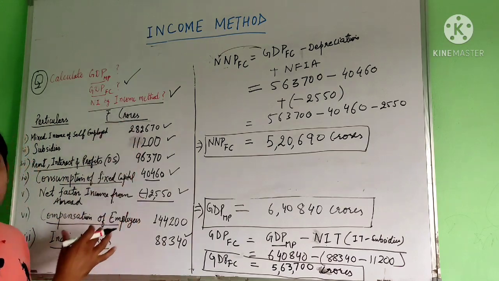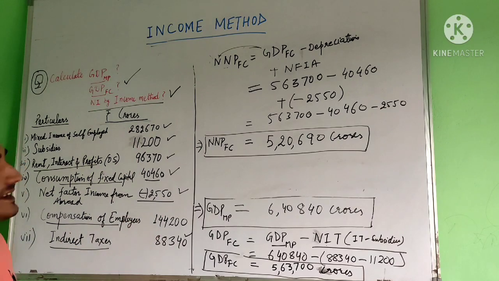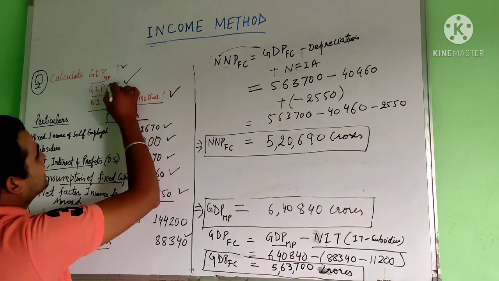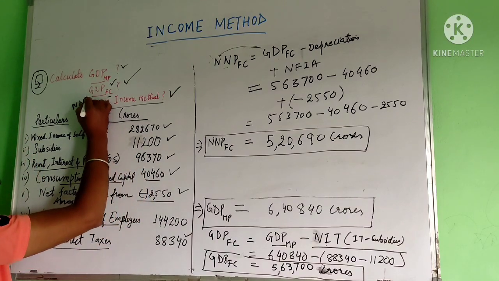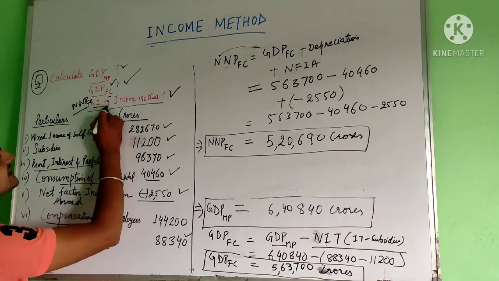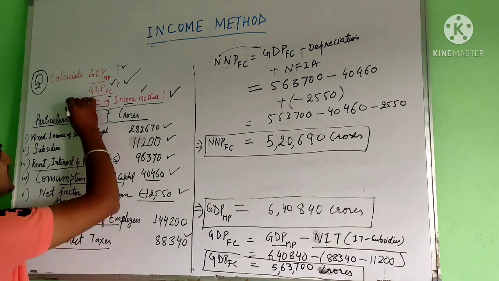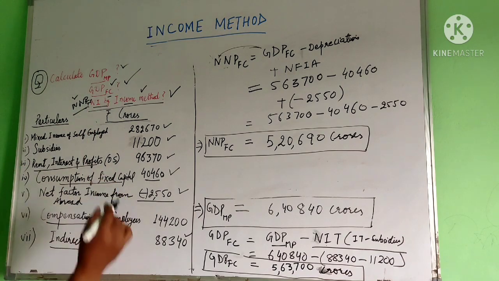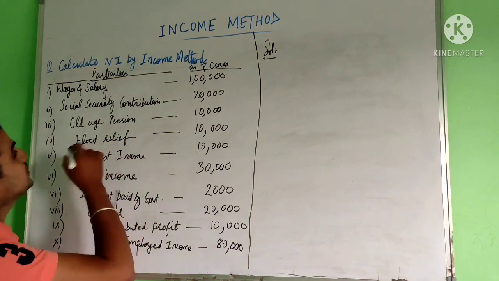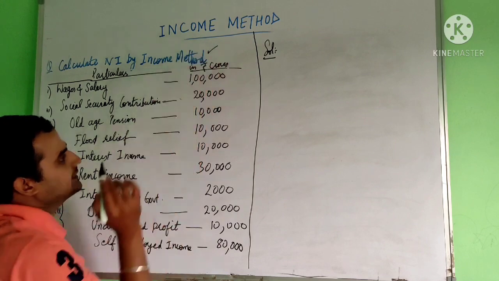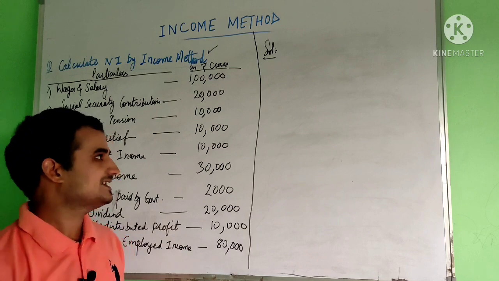Depending on the variables already given in the question, you can find gross domestic product at market cost, factor cost, or NNP at factor cost. If you are asked national income by income method, it means you need to calculate NNP at factor cost. Now in this question, you need to calculate national income by income method. It means you have to calculate NNP at factor cost.